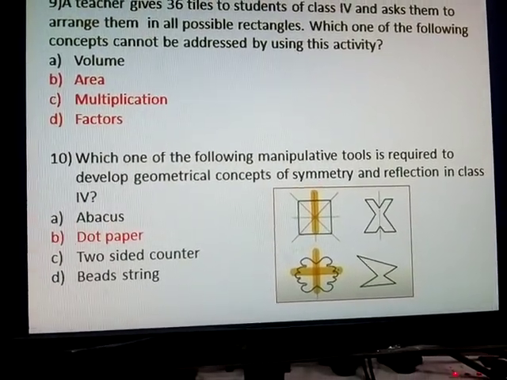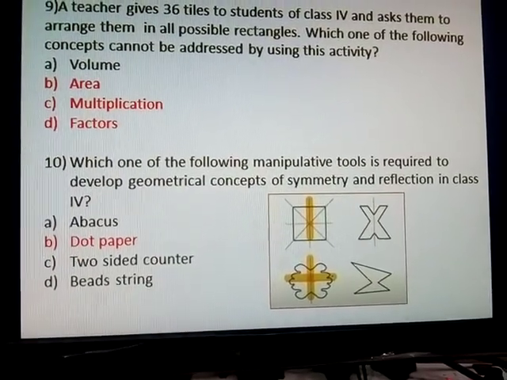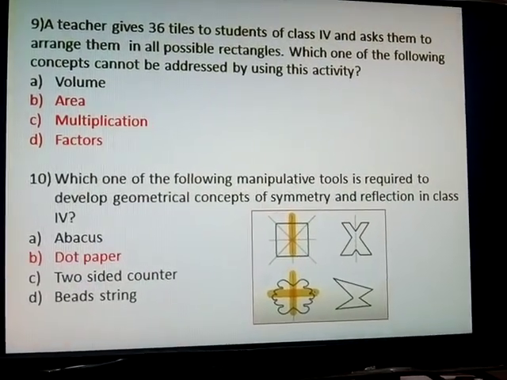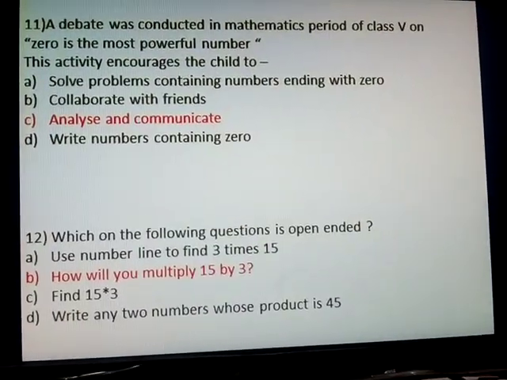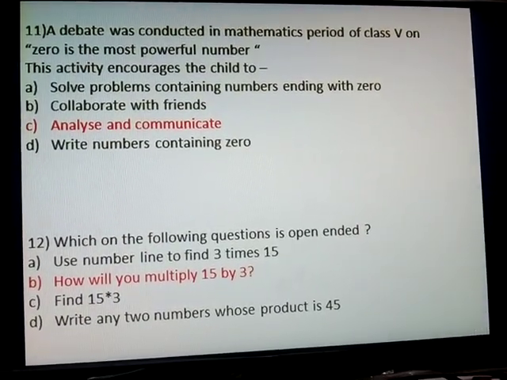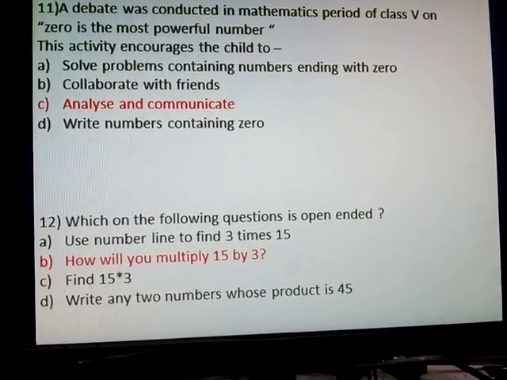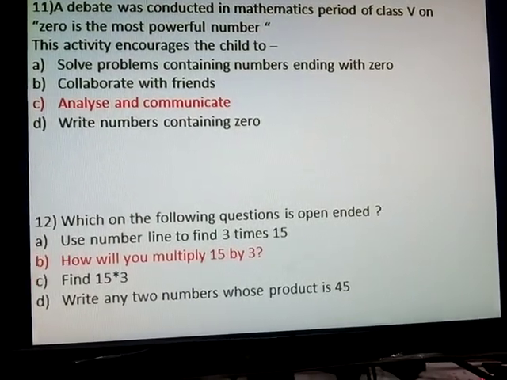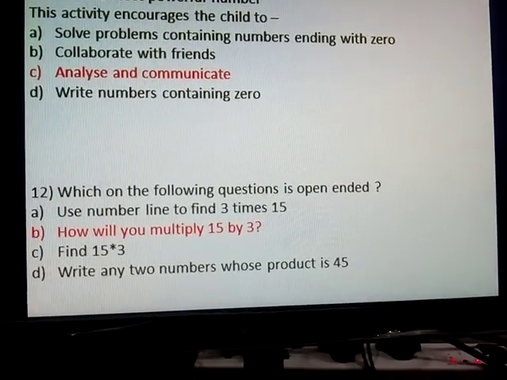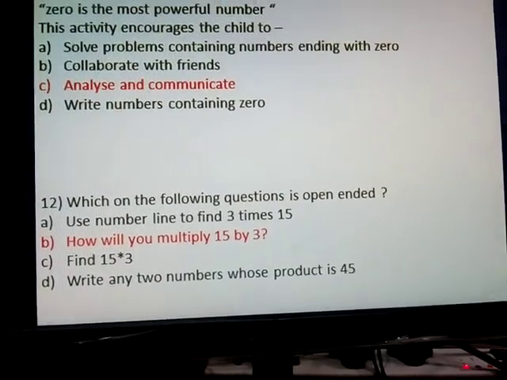Tenth question, which one of the following manipulative tools is required to develop the geometrical concept of symmetry, reflection in class 4th? Answer, dot paper. You know that, all of you. A debate was conducted in mathematics period of class 4th on 0 is the most powerful number. This activity encourages the child to answer C, analyze and communicate. Which one of the following questions is open-ended? Answer B, how will you multiply 15 by 3?